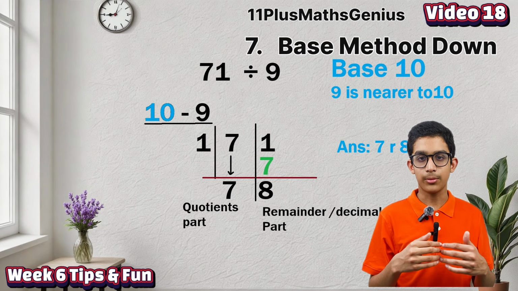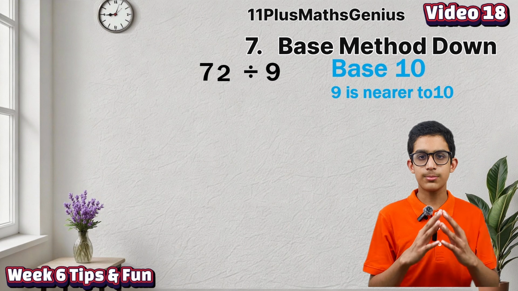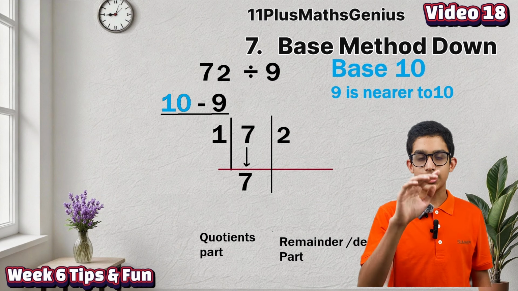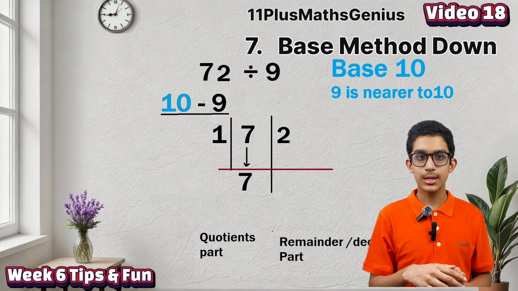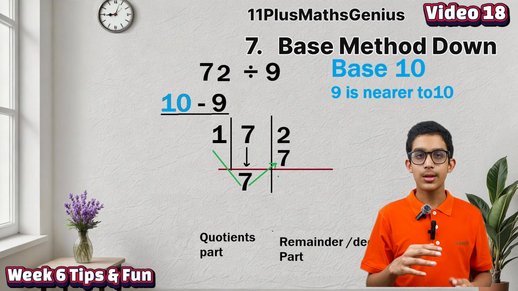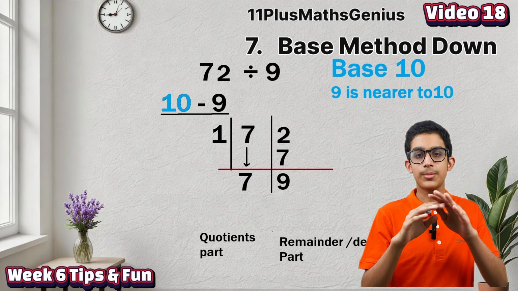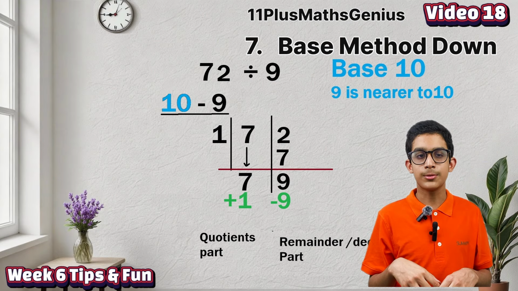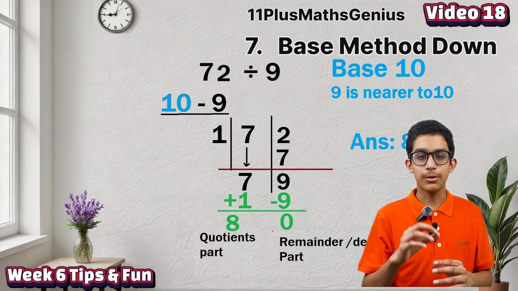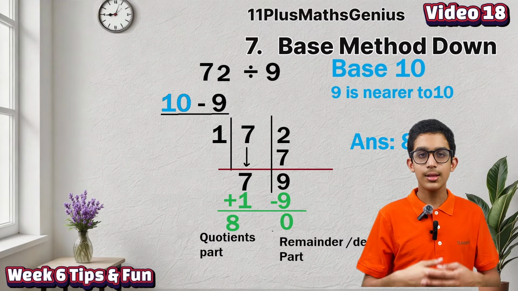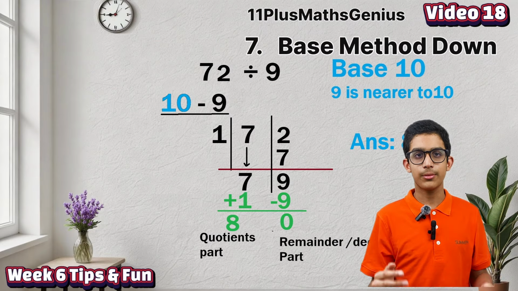More examples. 72 divided by 9. 10 minus 9 is 1. Bring down 7. Then 1 times 7 is 7. Then 7 plus 2 is 9. Now the remainder is 9, which equals the divisor. So we put 0 here and add 1 to the quotient. Amazing, isn't it? Let's see more examples.